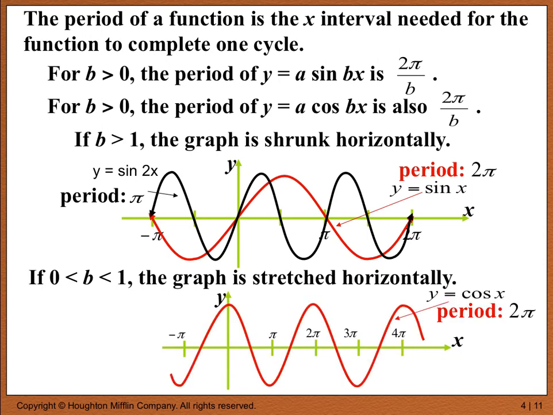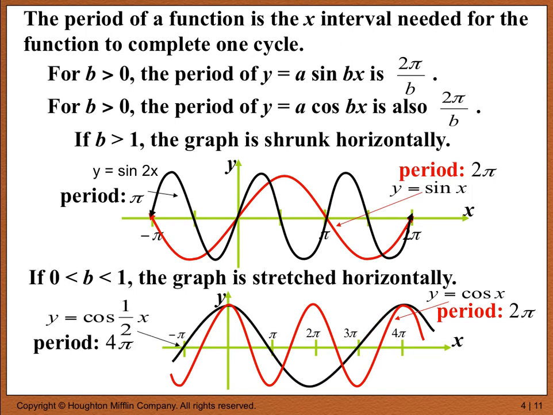I have my basic cosine function here with a period of 2 pi, as I would expect. And now the child function that I've graphed here is y equals cosine 1/2 x. 1/2 is my b. It's between 0 and 1. It's fractional. And I have the effect of the period getting wider, which is also called a horizontal stretch.